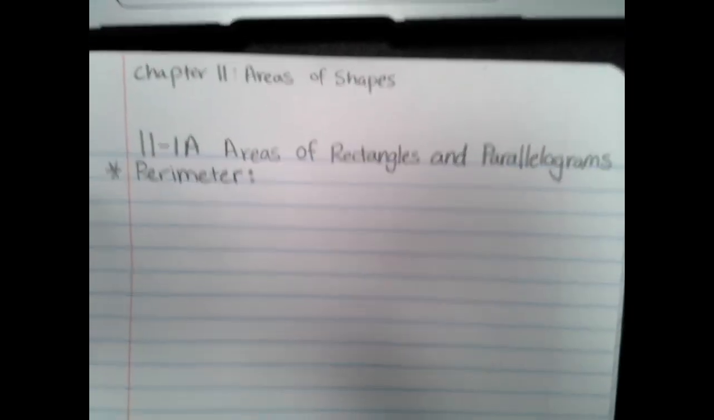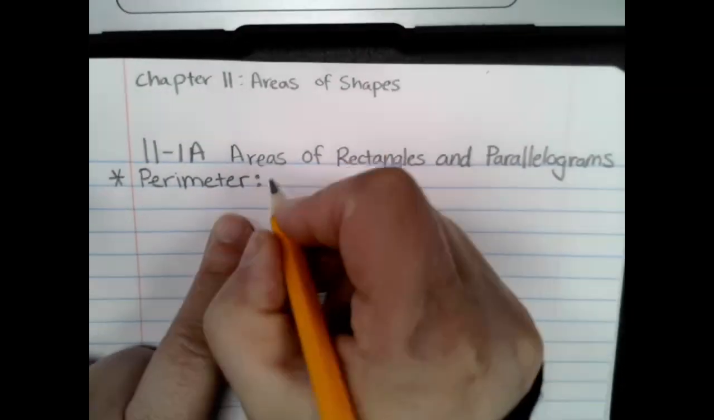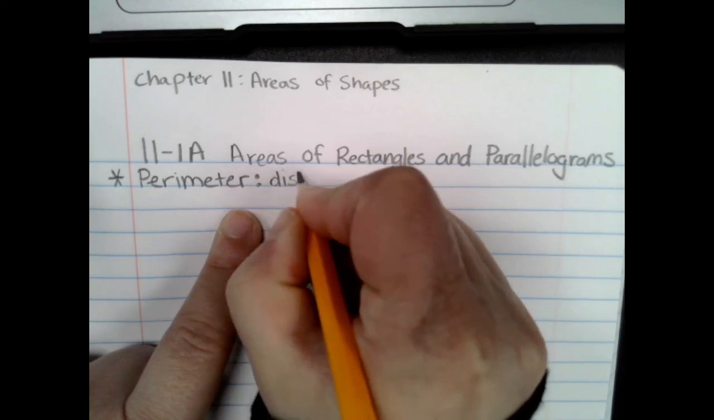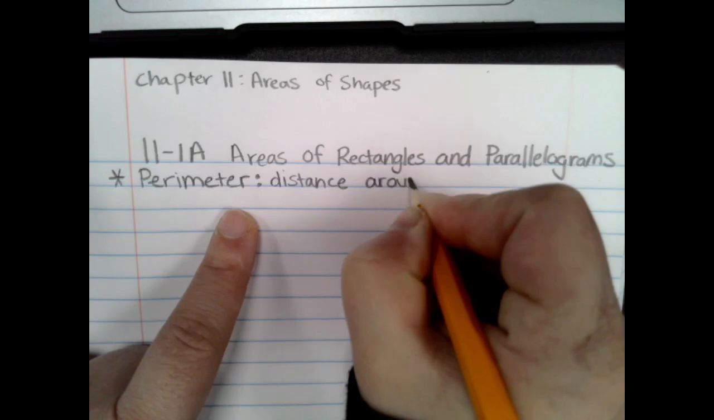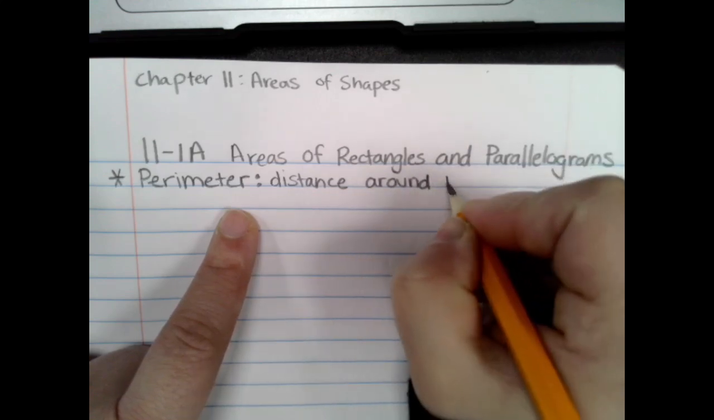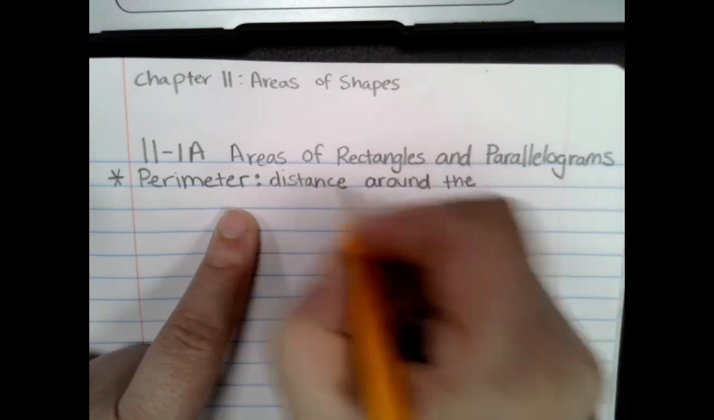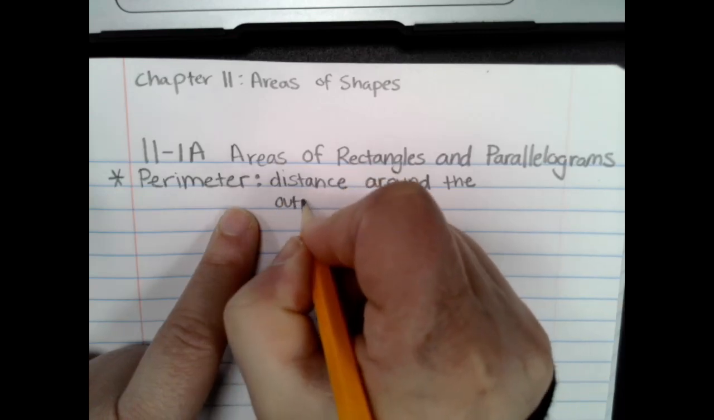Around the outside. The distance around the outside of the shape.